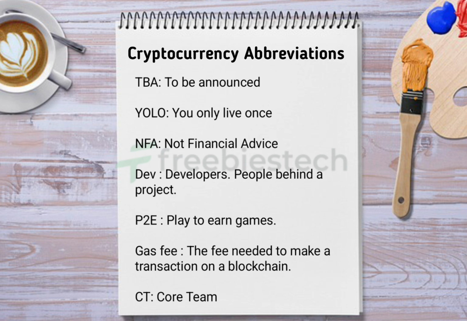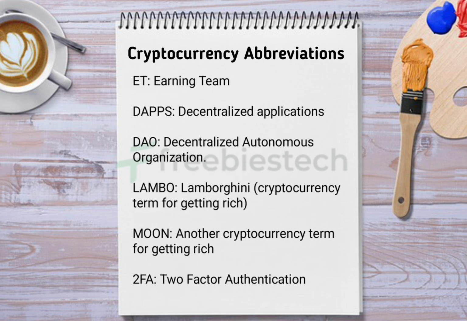P2E, Play to Earn Games. Gas Fee, the fee needed to make a transaction on a blockchain. Core, Core Team. ET, Earning Team. dApps, Decentralized Applications. DAO, Decentralized Autonomous Organization. Lambo, Lamborghini. Moon, another cryptocurrency term for getting rich.